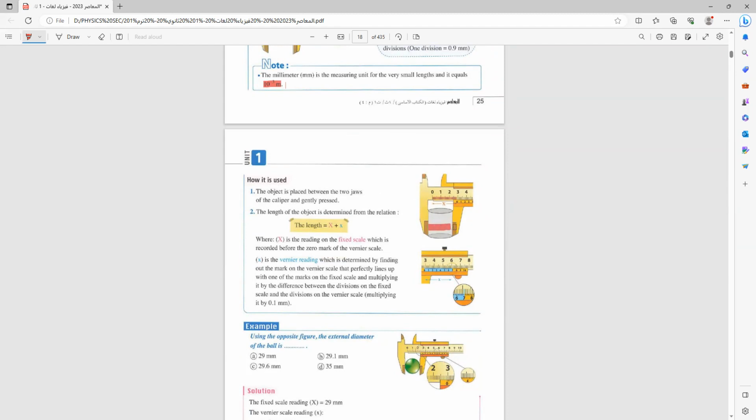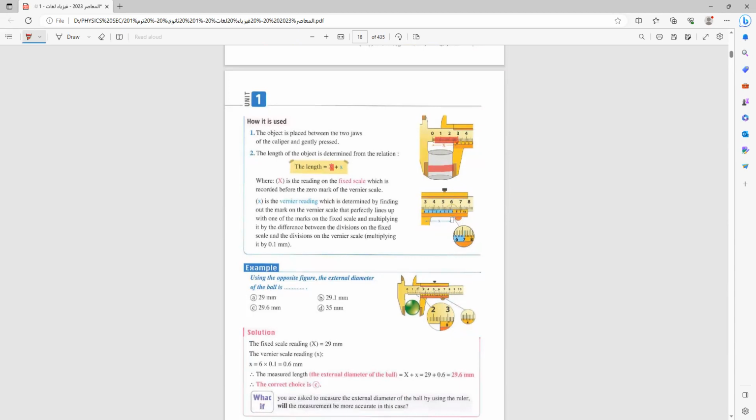Like this small metallic cylinder. It will measure the value from 0 to the 0 of the variable scale. This value is measured with the large scale, in millimeters. It has the symbol X capital. And the variable scale measures the value in steps of 0.1 millimeter. It has a very small value.